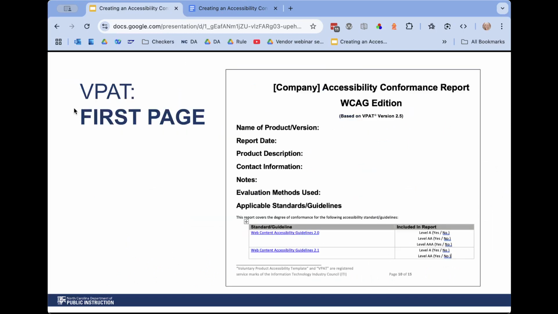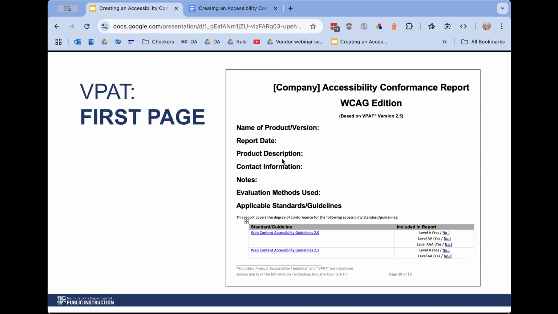So let's take a look at this screenshot of the WCAG version of the VPAT. Again, that top part is a place for you to tell the story of the document itself. Who is it? What product are you, your company, your product, your version of your product, how you evaluated it, and noting which WCAG standards you're going to be addressing.